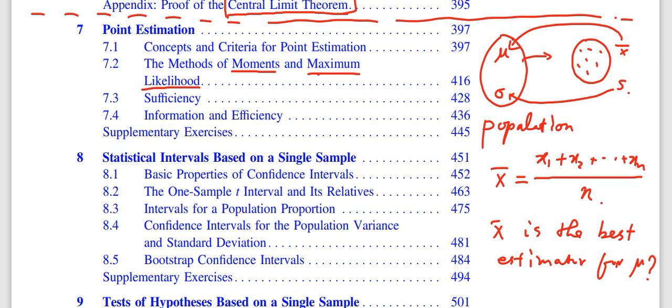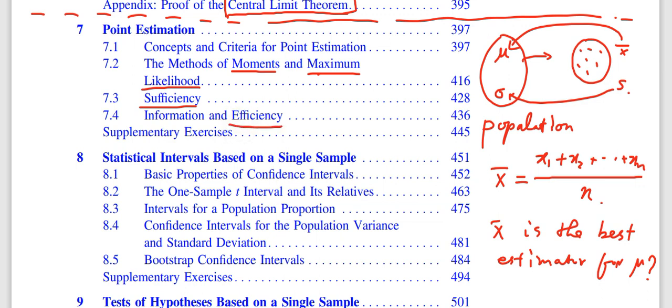For this question, we never ask, right? We just say, use x bar, use the sample mean to estimate the population mean. We never ask whether this is the best one or not. If this is not the best one, we try to find the best one, right? So here we want to prove this is the best one. So we introduce sufficiency and efficiency.